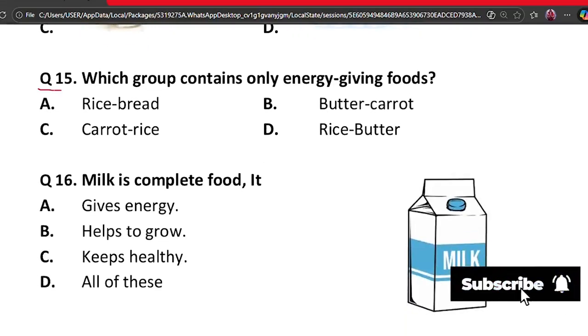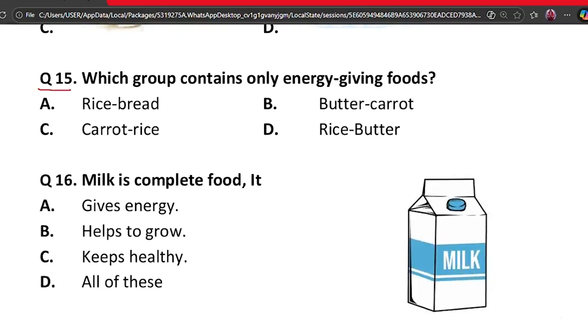Question number 15. Which group contains only energy giving foods? A. Rice and bread, B. Butter and carrot, C. Carrot and rice, and D. Rice and butter. The correct answer is option A, which is rice and bread.